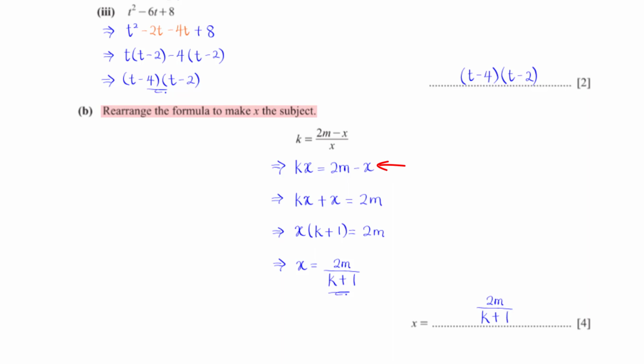When we move all the x terms to one side, this is what we have. When we factor out x, we are left with k plus 1. So now, to leave x standing alone, we divide both sides by k plus 1. This gives us 2m over k plus 1.